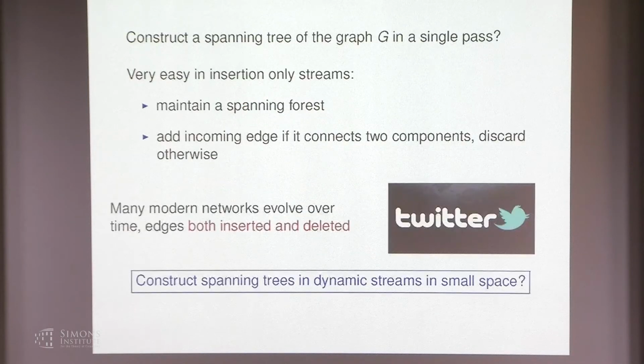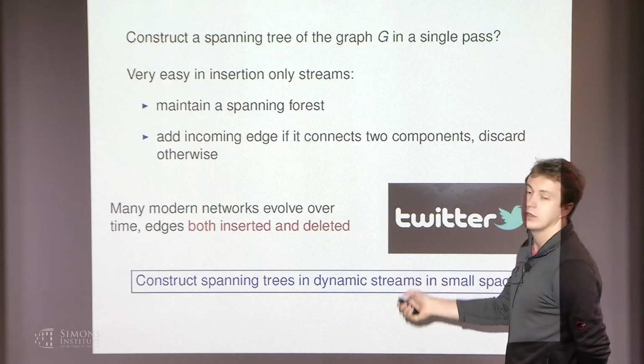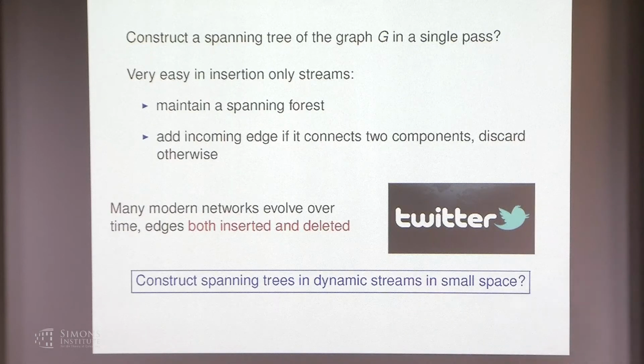That is very easy. But suppose now that we still want to construct a spanning tree of the graph, but edges can be both inserted and deleted. And it does happen in networks that change dynamically over time. So is it possible to construct spanning trees of graphs in dynamically changing networks, so both with edge insertions and deletions, and still do this in the optimal n log n space, or n polylog n space?